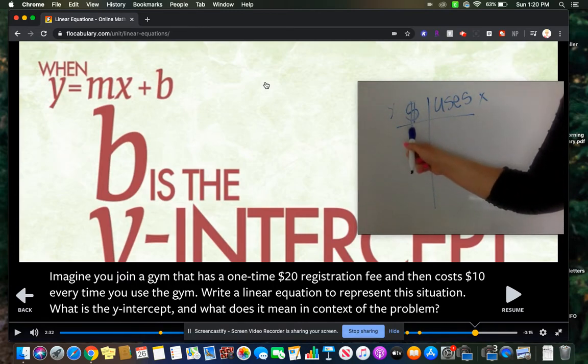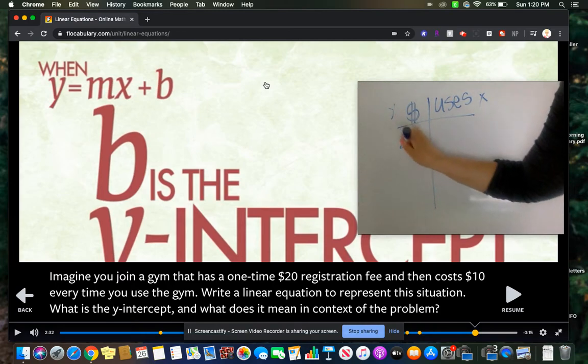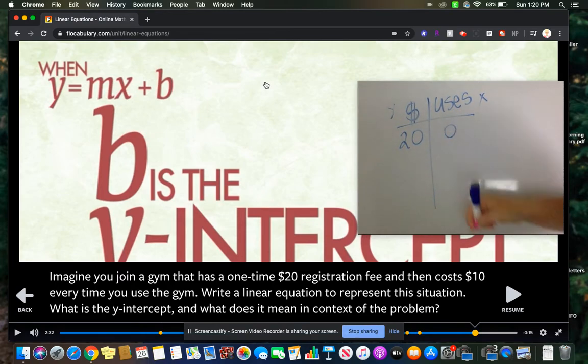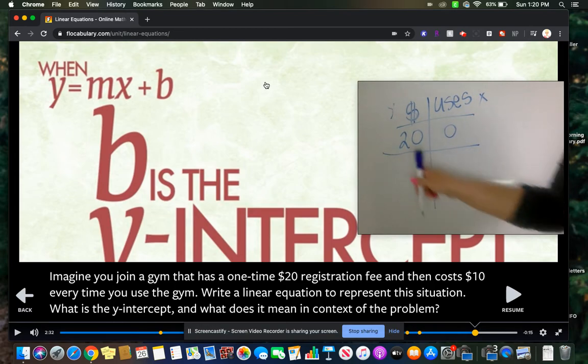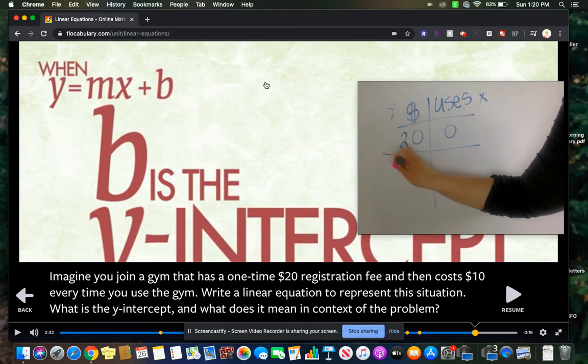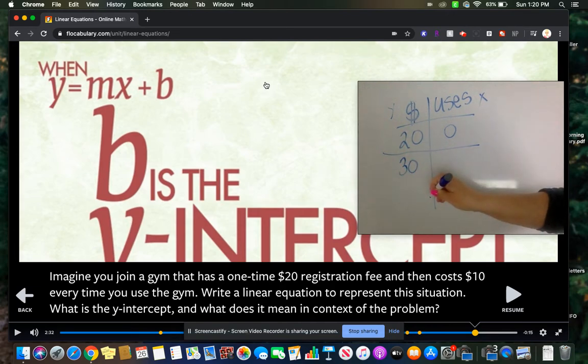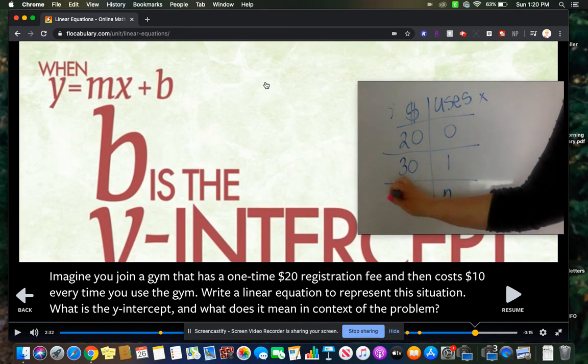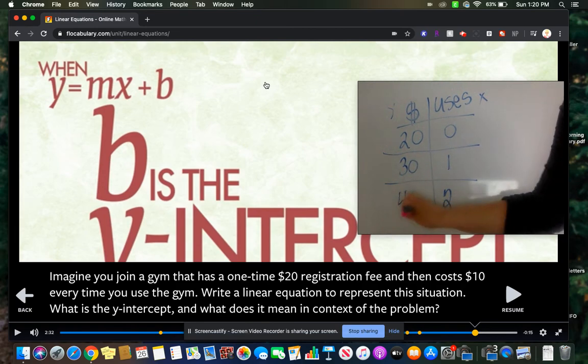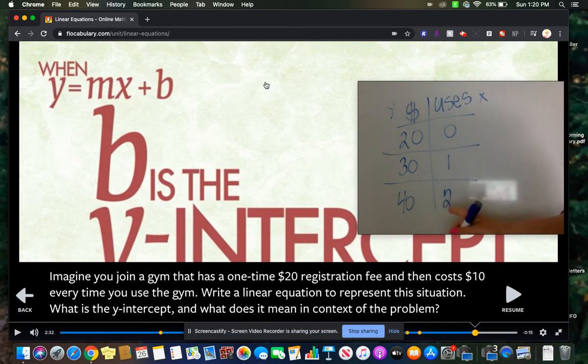So the first time membership fee is going to cost 20 bucks. I have not used the gym yet. When I decide to use the gym, I owe $10, which makes my total now 30. And I went one time. This is going to continue. The next time that I want to go, that's my second use, and I owe $10. 30 plus 10 is going to be 40 bucks. Okay, that's how I'm setting up my table.